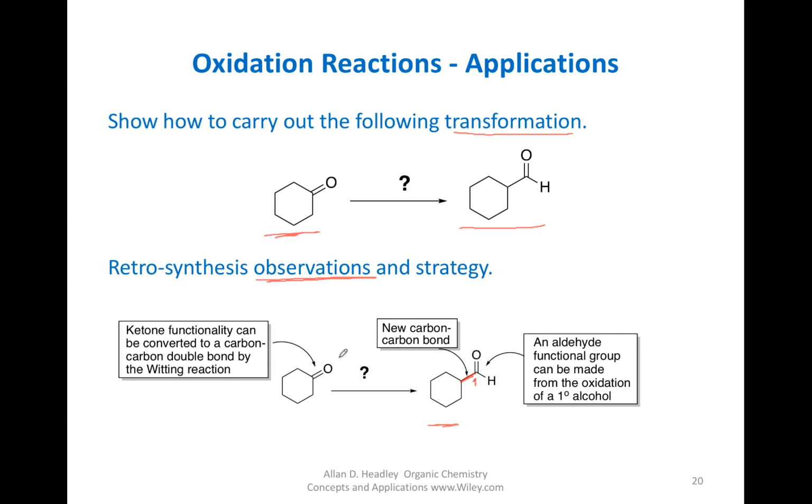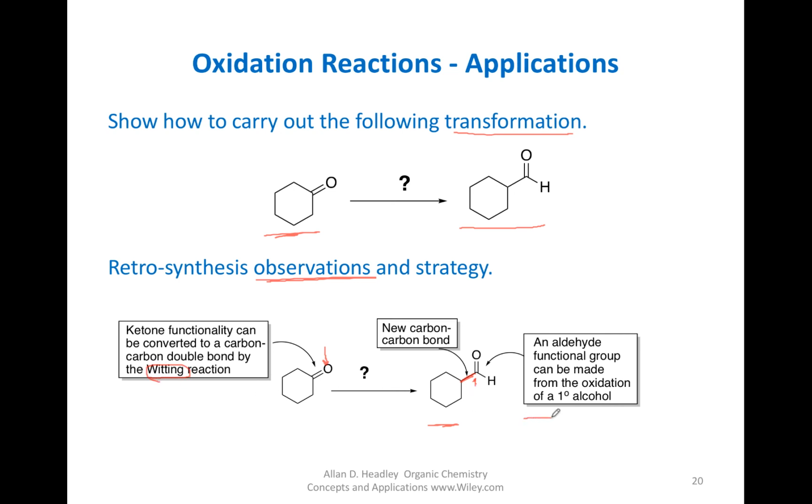We look at the reactant and we see that it has one carbon less than the product. And this is a carbonyl. So right away you start thinking, how can I convert a carbonyl, carbon-oxygen double bond, into a carbon-carbon bond? You know, you can do that from the Wittig reaction. We can make a double bond.